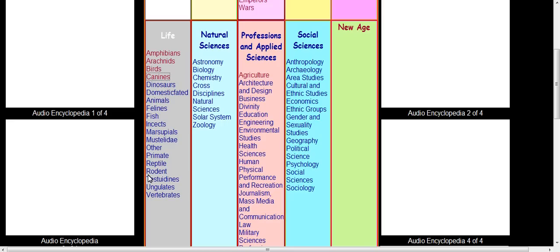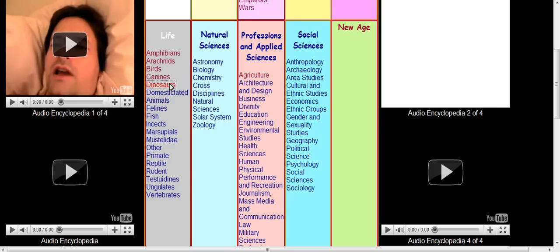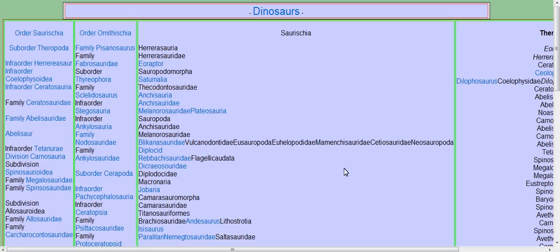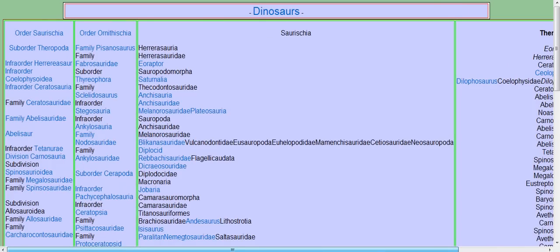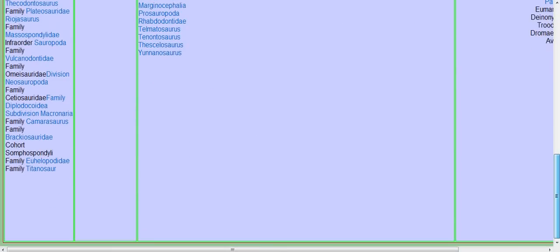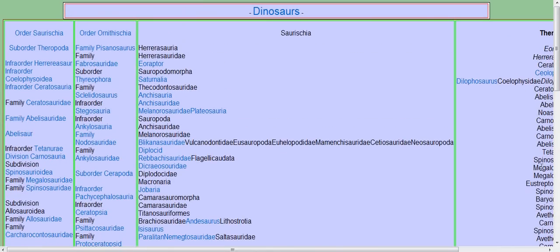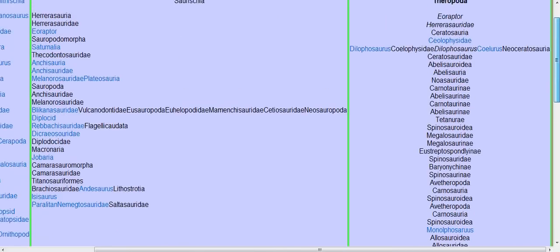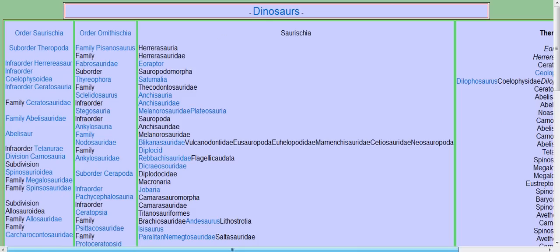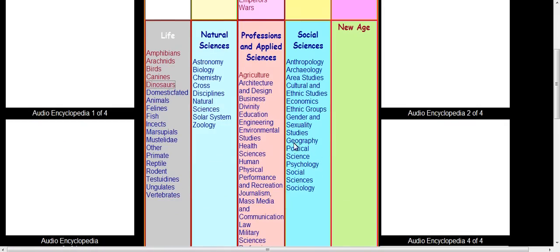Oh no, canines. Oh well, I hope the page is on the internet. Dinosaurs. These are all the different kinds of dinosaurs, dude. They have a family of them, but that's basically the same dinosaur, and then there are all sorts of different orders of them. And these are the theropod dinosaurs, the ones that run around like chickens, the order Ornithischia, the order Saurischia, or whatever you call it.